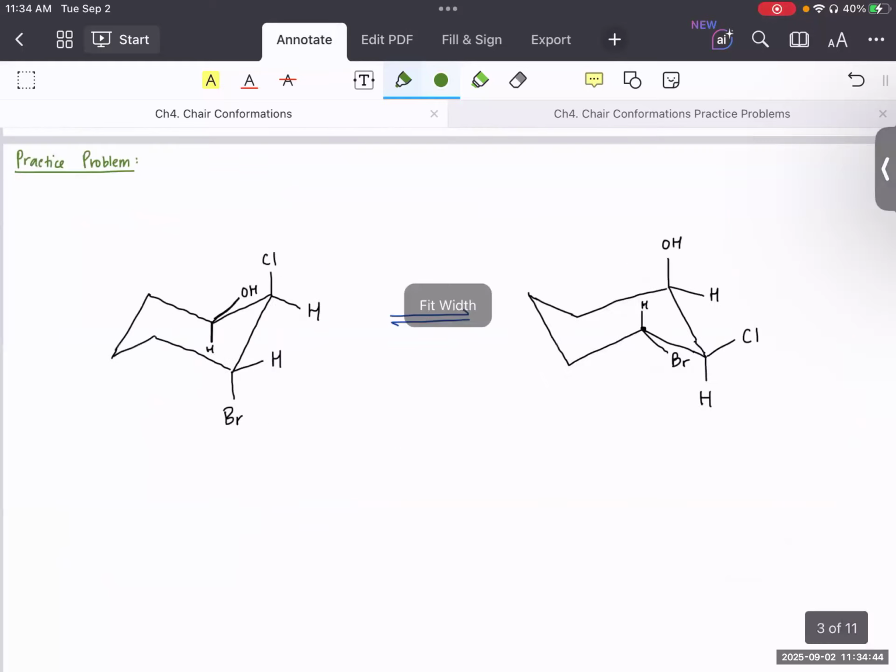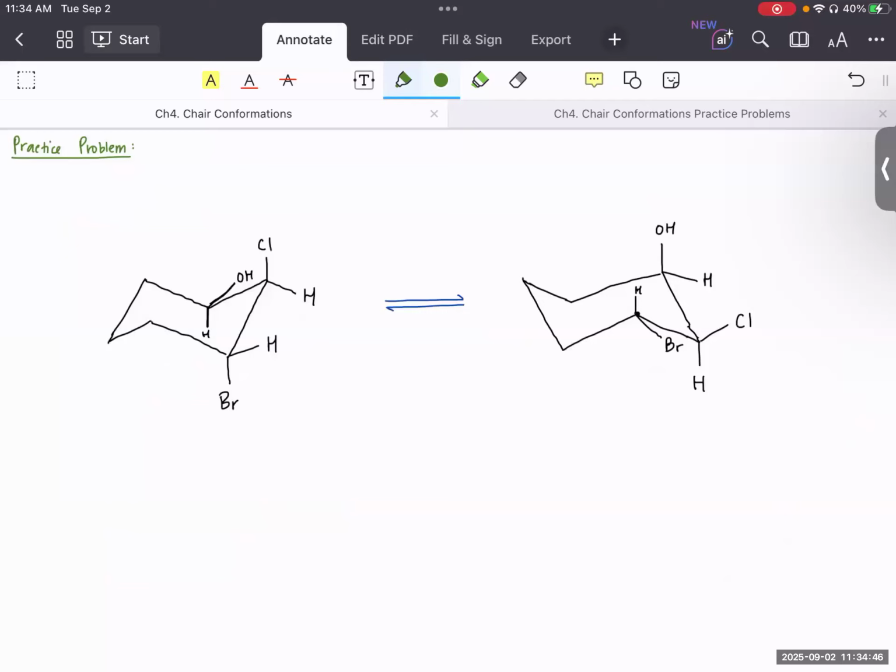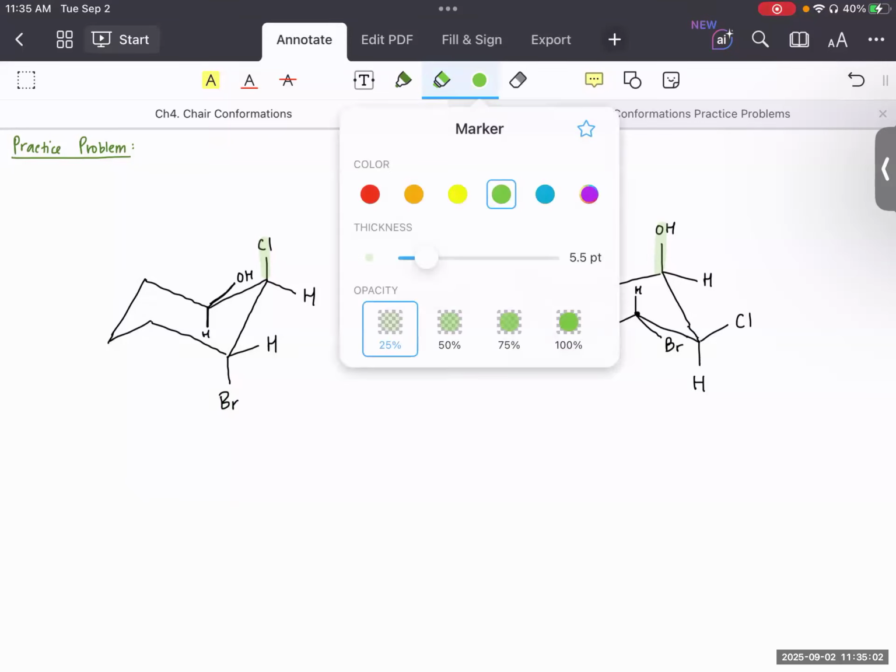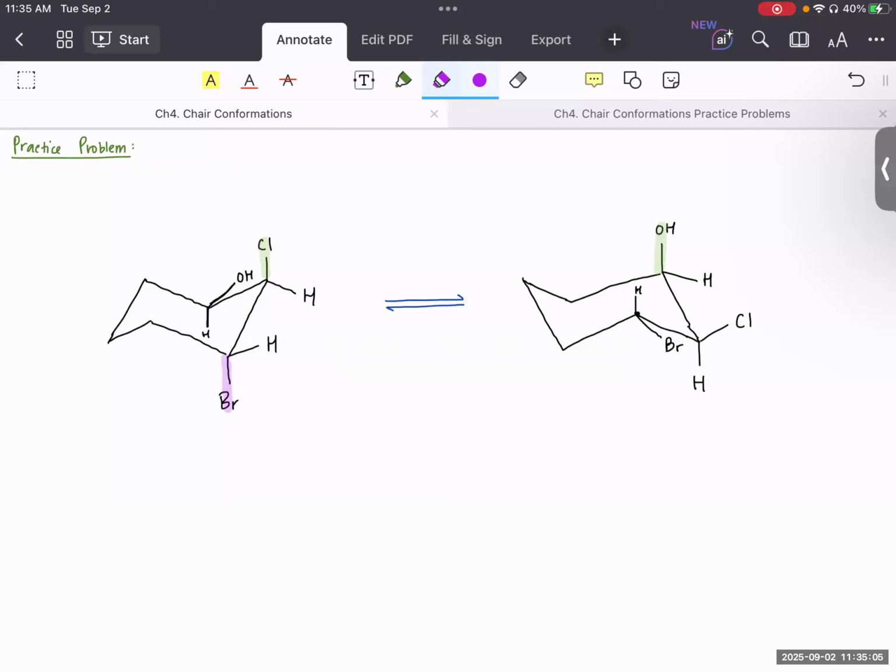All right, so let's take a look at this practice problem right here. These are the structures that we drew out in the previous question. Now we want to go through and identify which groups we have in the axial positions, which are going to be that chlorine and the bromine in the first structure, and then only that OH in the second one. Sometimes questions ask you to identify the types of destabilizing interactions that a structure would have, so let's go through the types of diaxial interactions that these two structures have.